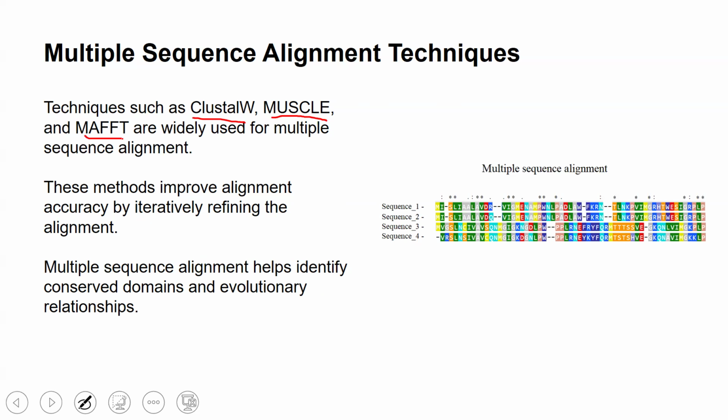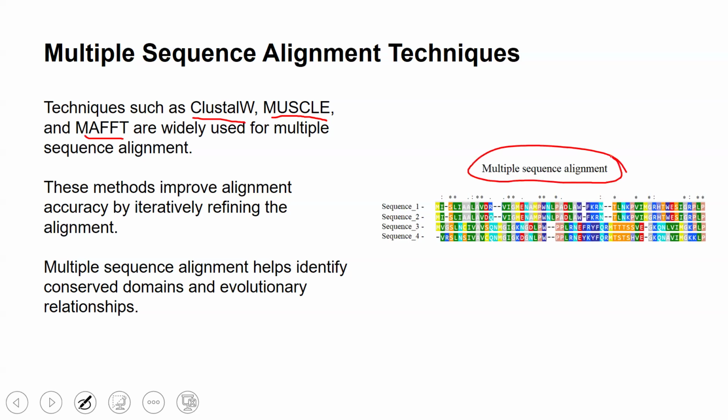So this is how we use multiple sequence alignment. As we can see, the different software for multiple sequence alignment include Clustal W, MUSCLE, and MAFFT. These are the widely used multiple sequence alignment tools. In addition, these methods help in identifying conserved domains and evolutionary relationships. And this is a typical example of how to do multiple sequence alignment.